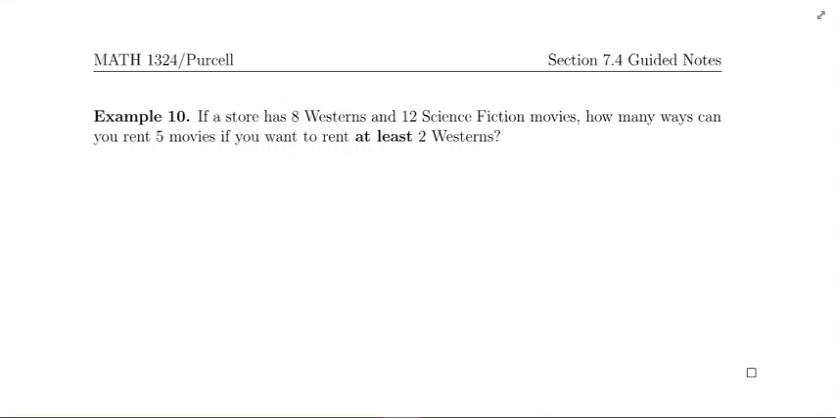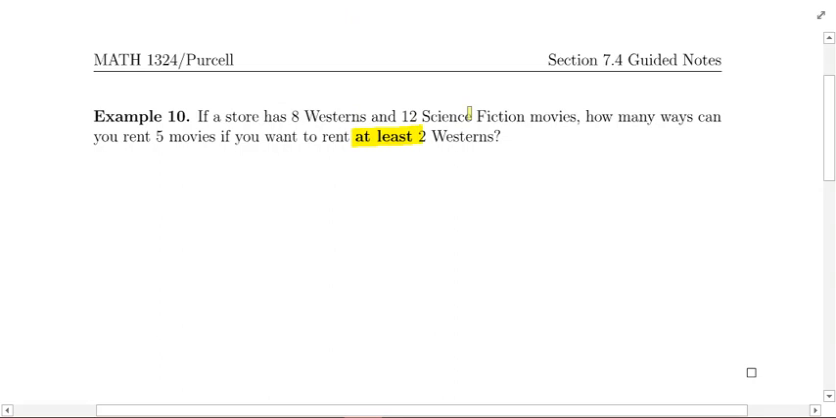Example 10. If a store has 8 westerns and 12 science fiction movies, how many ways can you rent 5 movies if you want to rent at least 2 westerns? All right, so this one's a bit tricky because of this phrase "at least." So let's go ahead and talk about it.